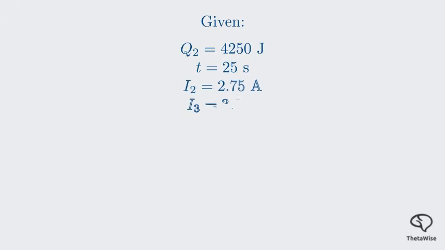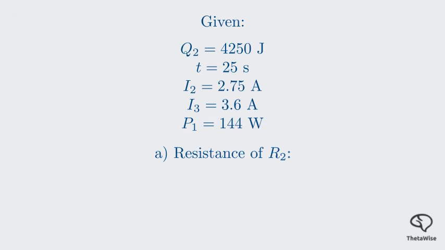Again, let's list our given values to keep everything in order. We need to find a starting point. Let's look for a component where we have enough information to calculate something. For resistor R2, we know the current, the energy dissipated, and the time. This is perfect for calculating the resistance R2.